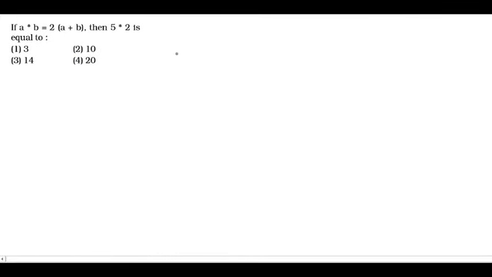If a star b is 2 into a plus b, then what is 5 star 2? This is a repeated question. Don't select answer 10 in haste. You need to calculate, that is 2 into 5 plus 2, 7 into 2, 14.